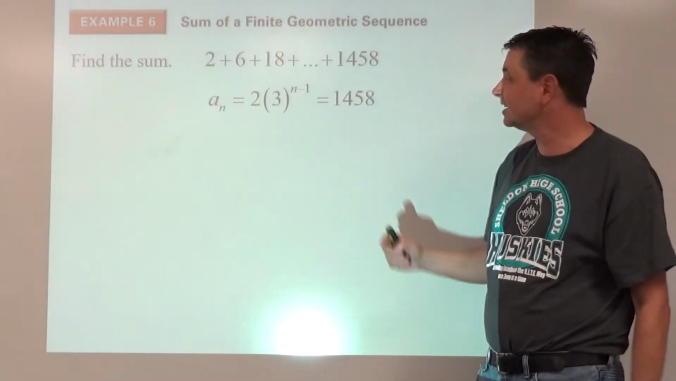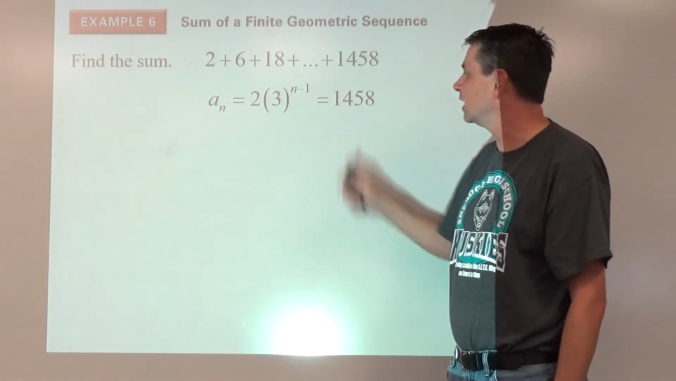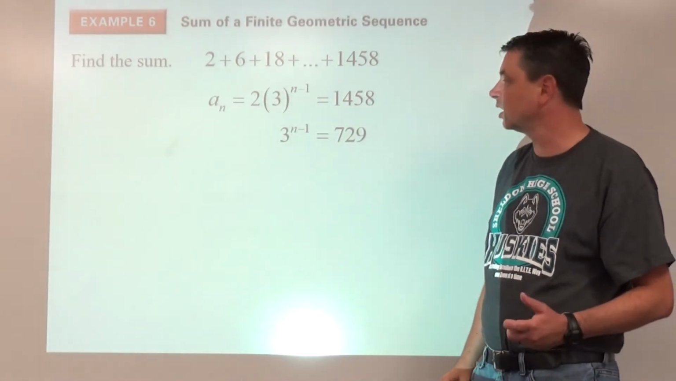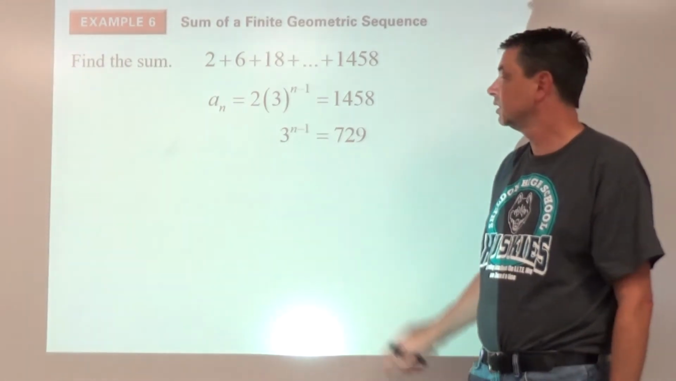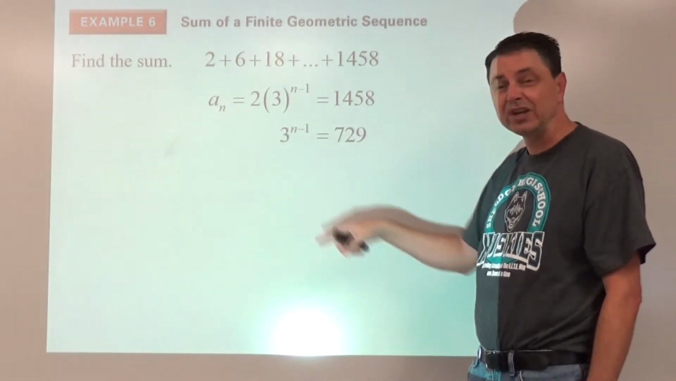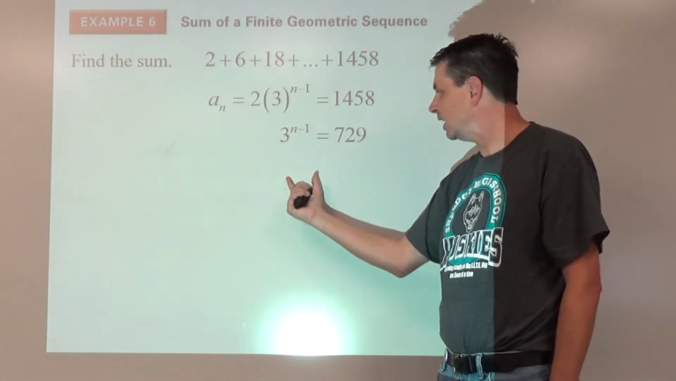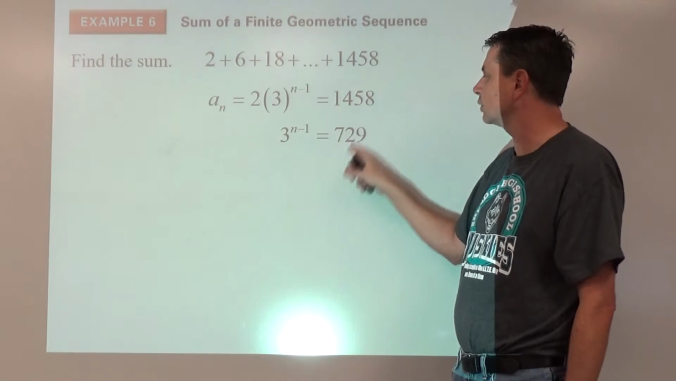We're going to solve that. It's an exponential equation. We're going to divide both sides by 2. Now, we could guess and check this, or we could use logarithms. Undo it by rewriting this as a log equation. Move the base to the other side. We get n minus 1 equals log base 3 of 729.